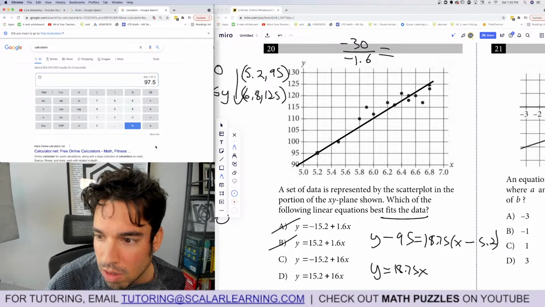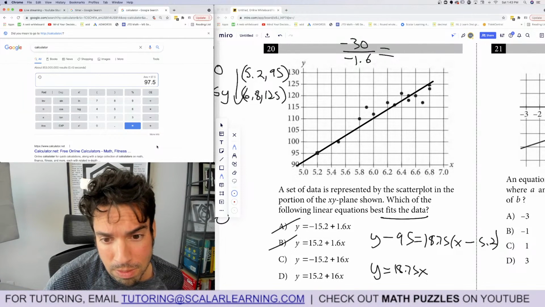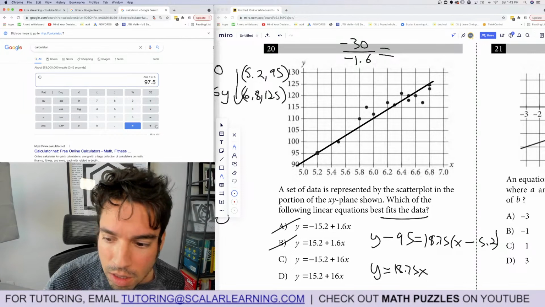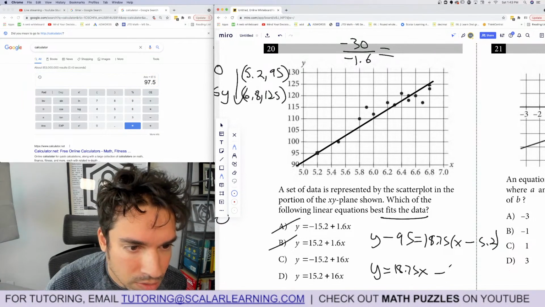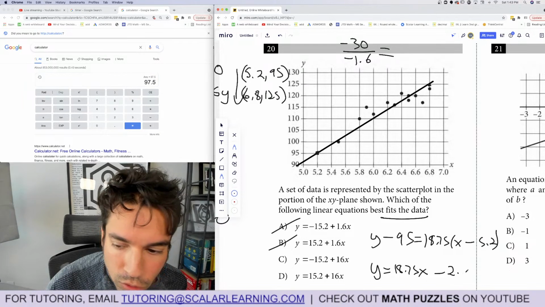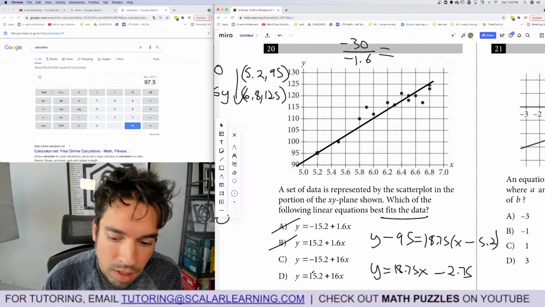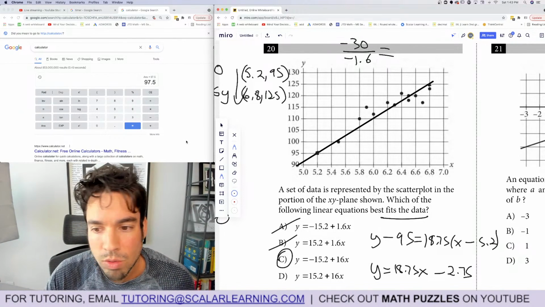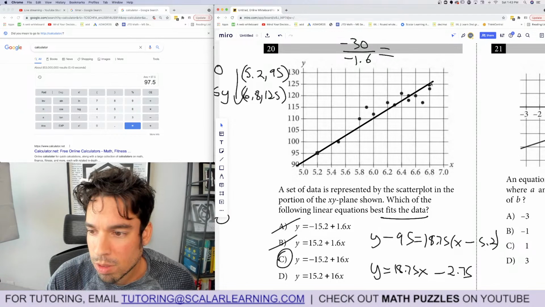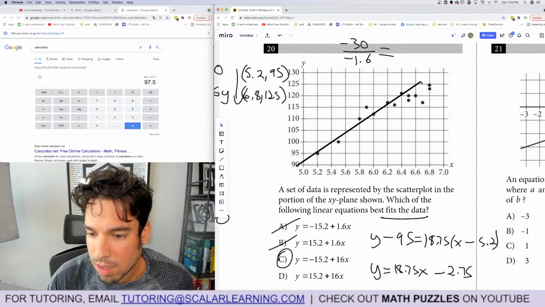5.2, 95, 6.8, 125. I feel like I picked pretty good points, but that would be negative. That plus 95 would be negative 2.75. I mean, I'm feeling like it's this. What did I do? I feel like my line of best fit's pretty sweet, but what could I have done? Would it be more like this?